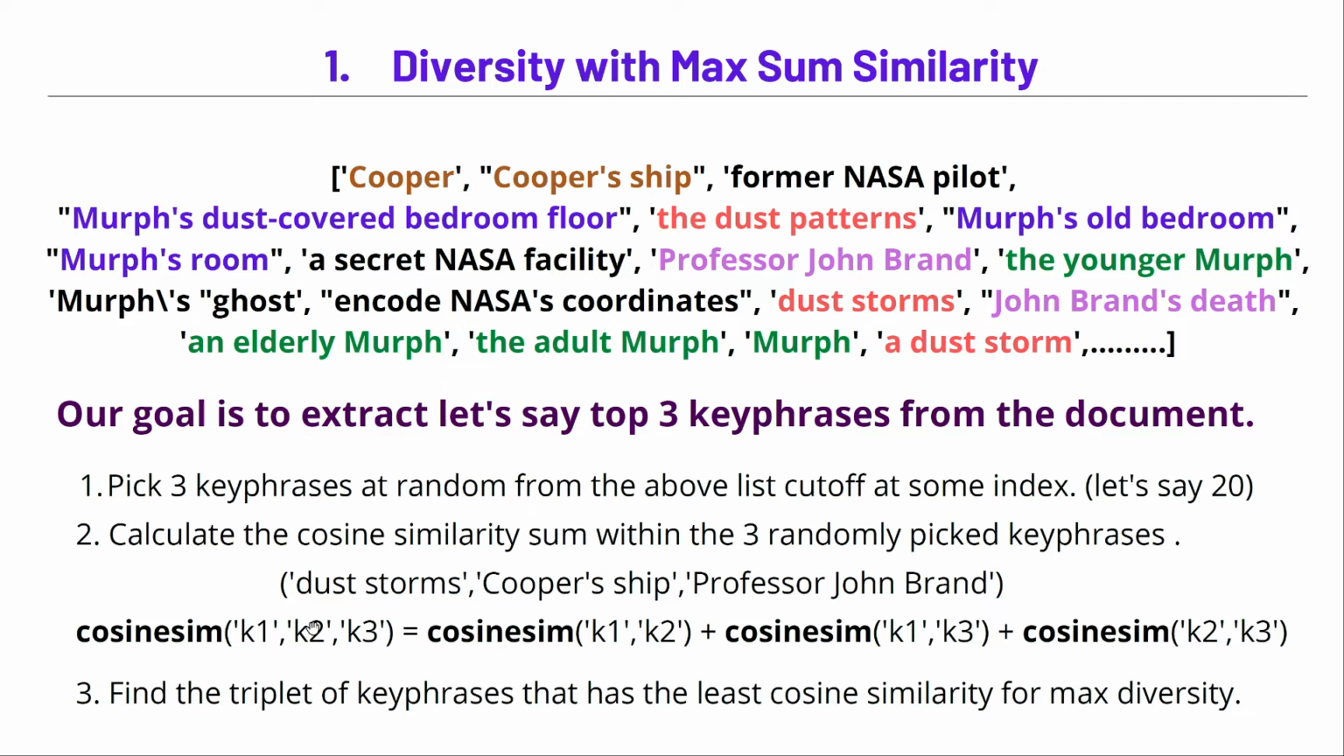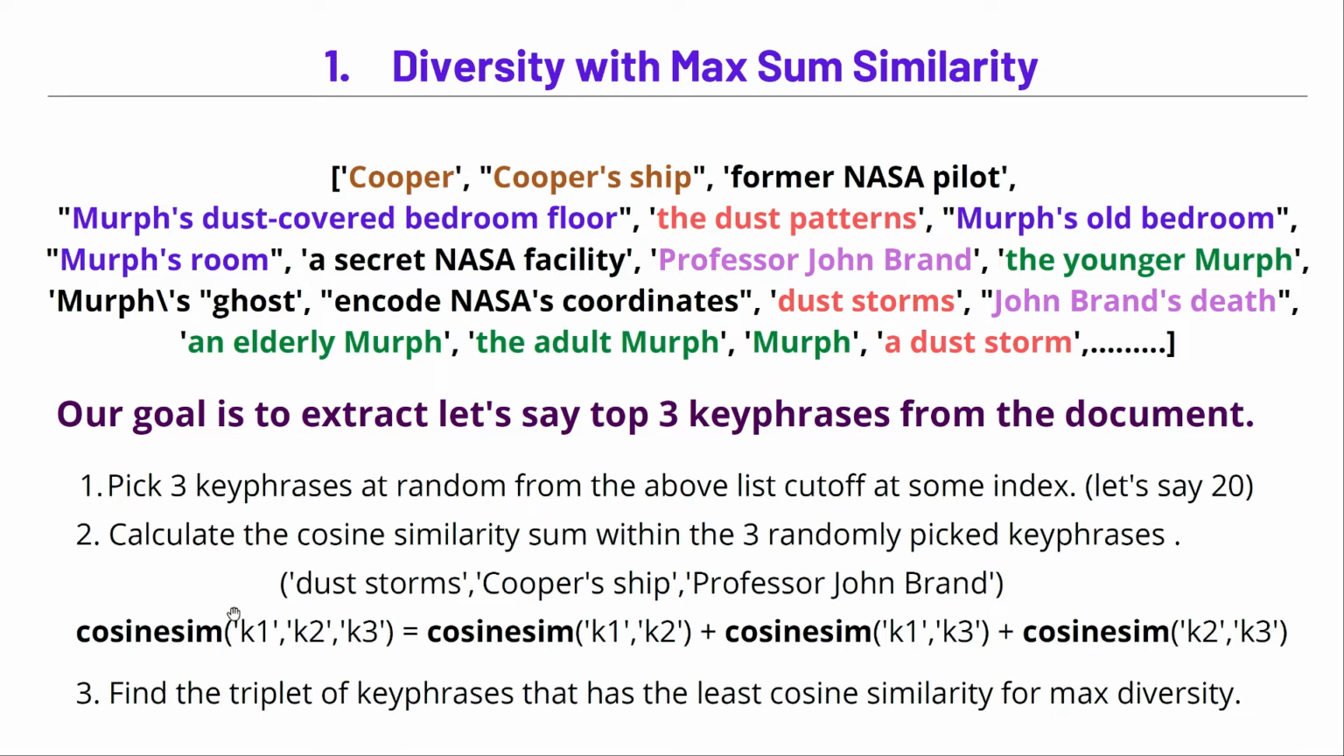Technically 9 combinations are possible, but we don't want to do K1 with K1 and K2 with K2, so those are removed. And you can do K2 with K1, but that's just going to be again the cosine similarity of K1 and K2 itself. So either you can just take 2 times this thing, or if you want to ignore the number 2, you can just take the cosine similarity of K1, K2, K3 as the sum of these 3 combinations.